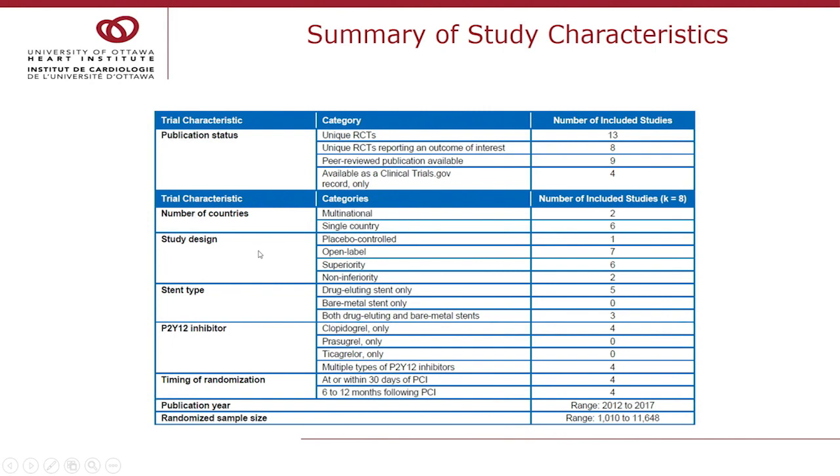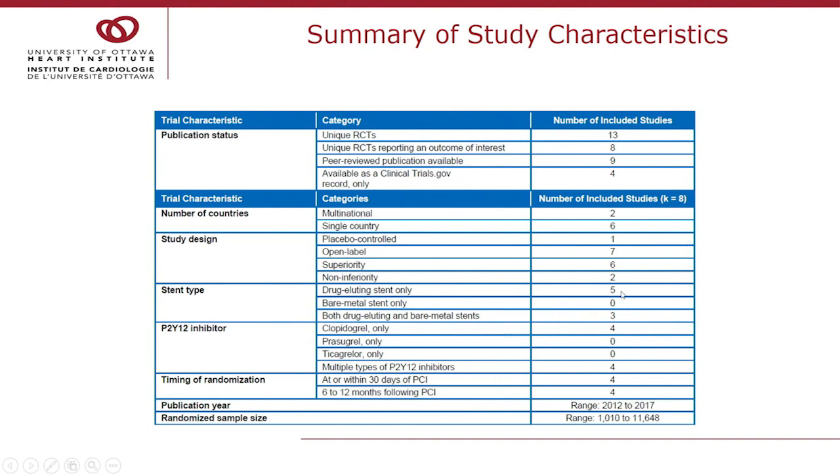In our 13 randomized controlled trials, 8 of them contained data that was usable. 4 of them were only in clinicaltrials.gov with no data published. Okay, and 1 was a protocol. Okay, so of the 13, 8 were usable. Of these, just to give you an idea, 6 were single country. Most were open labeled. Many were superior studies.